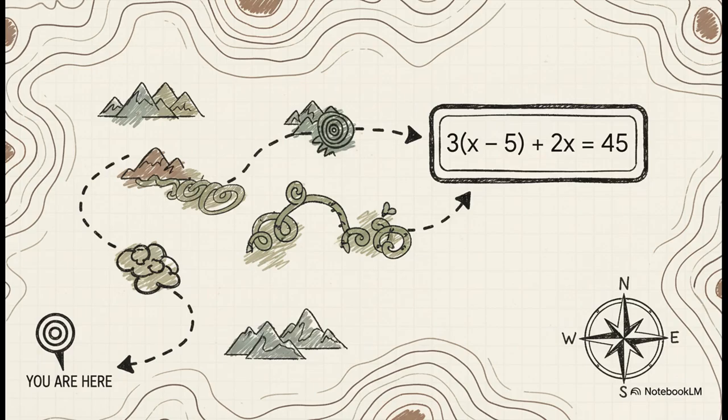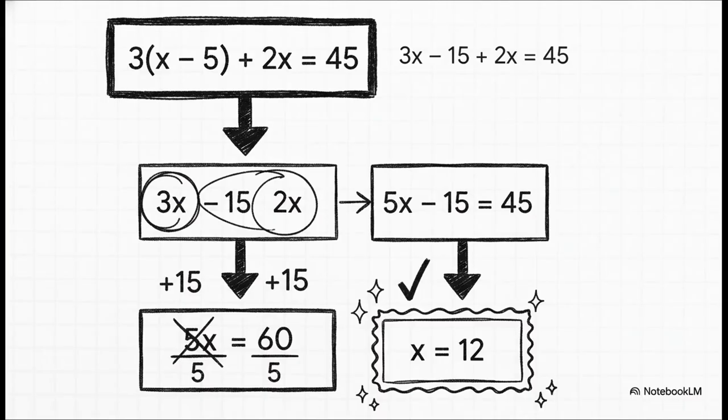It's perfect because it's got parentheses, it's got multiple x terms, it's exactly the kind of thing this roadmap was built for. Okay, let's follow the map. First question, are there parentheses? Yes, so our GPS says use the distributive property. Boom, that gives us 3x minus 15.